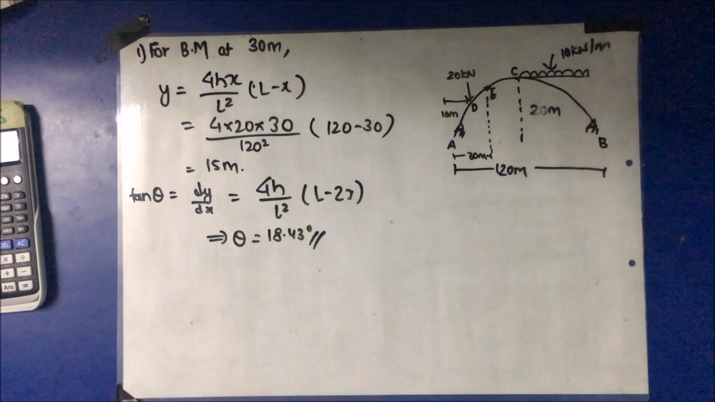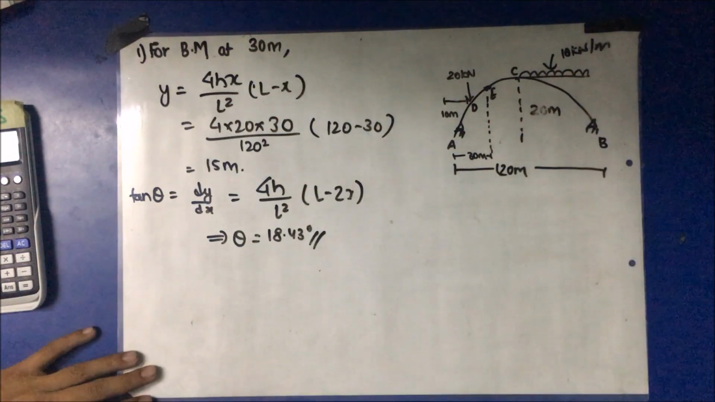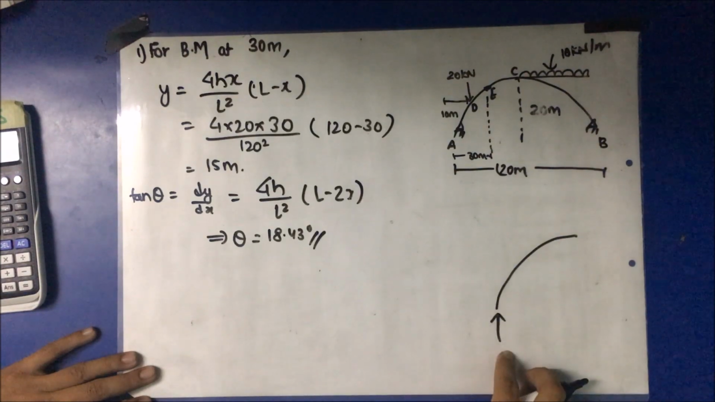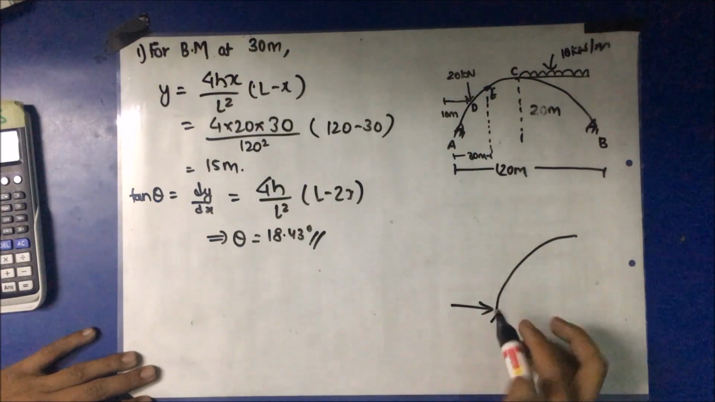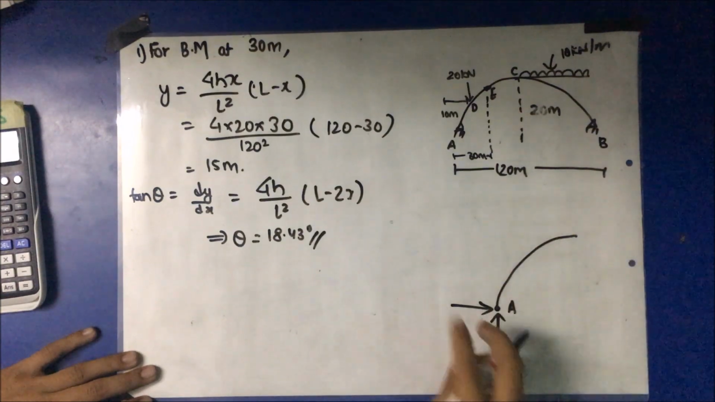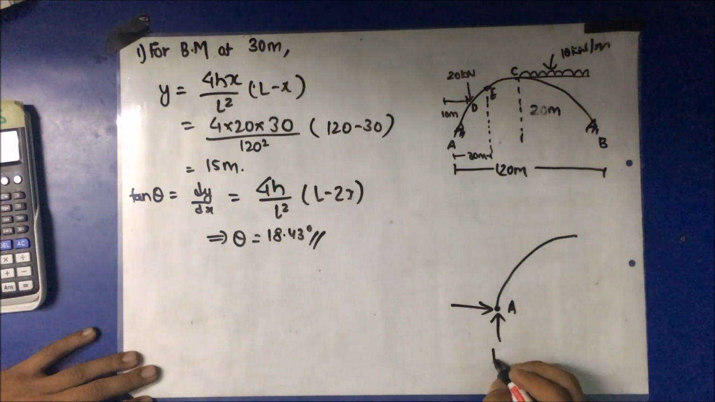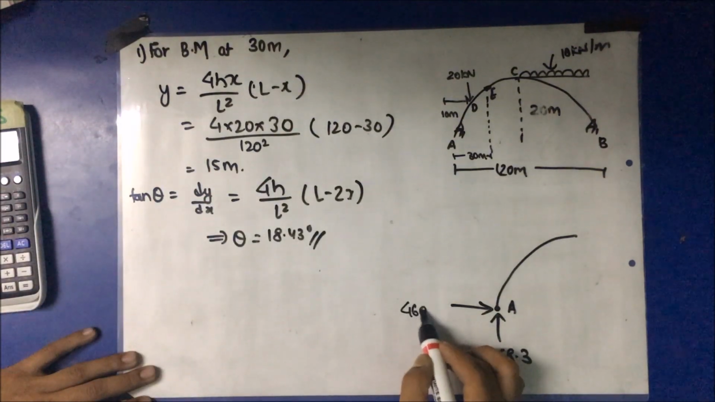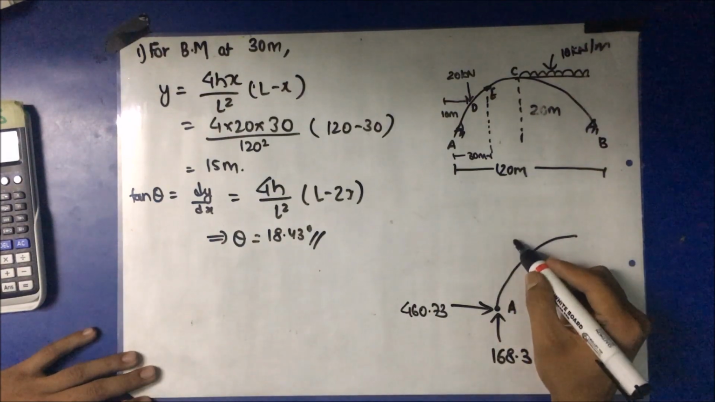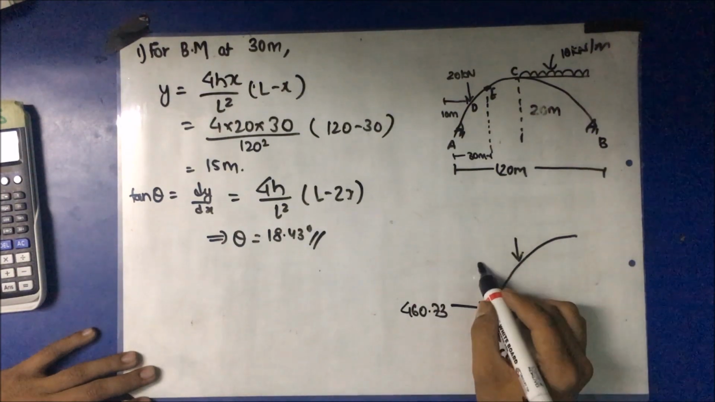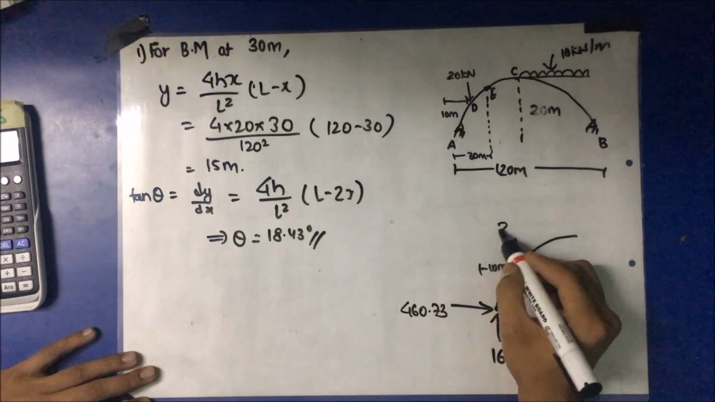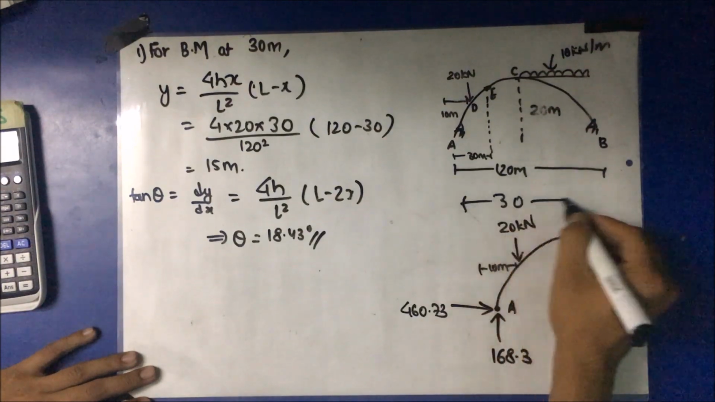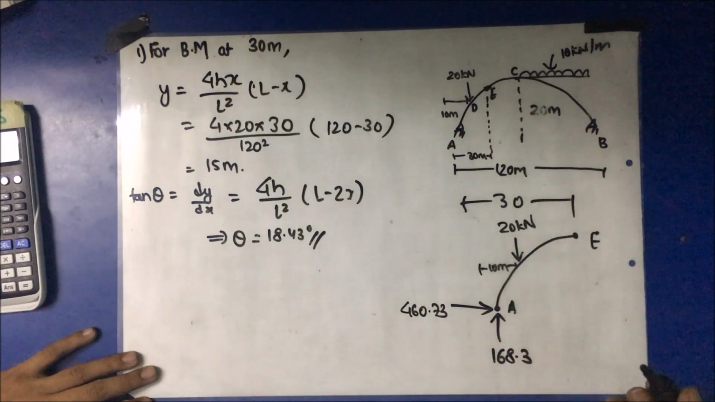Now for bending moment at 30 meter, consider a section. We have the horizontal thrust and vertical reaction at point A, which is vertical we had calculated as 168.3, horizontal we have calculated just now as 460.73, and a point load is acting at a distance of 10 meter, 20 kilonewton. So this is the section, 30 meter total. We can calculate the bending moment at E.